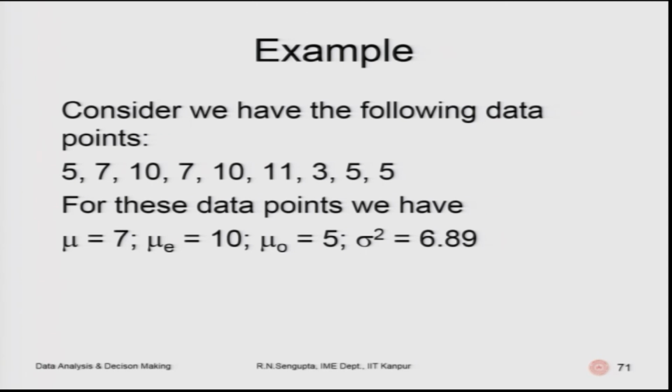The mode would be the most frequent value. In this case, the number 5 occurs the maximum number of times. The sigma square value is calculated using the formula: expected value of x minus expected value of x, whole square, and the value comes out to be 6.89.